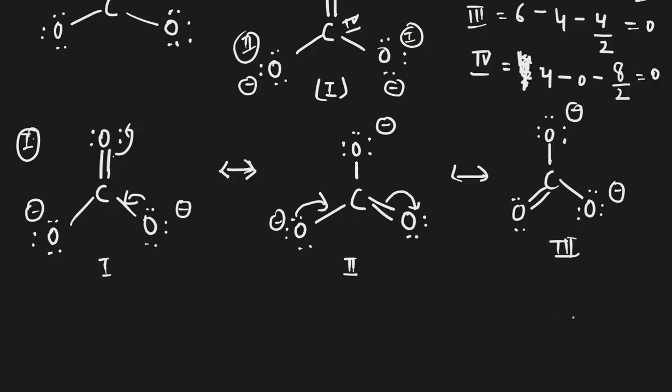Now all these 3 structures, they are exactly same. That is why I am representing them like this, with a double arrow. These structures are exactly same, and these structures are called canonical structures. What does it mean? It means it shows the possibility that the carbonate molecule can exist like this. But this is not a real structure.